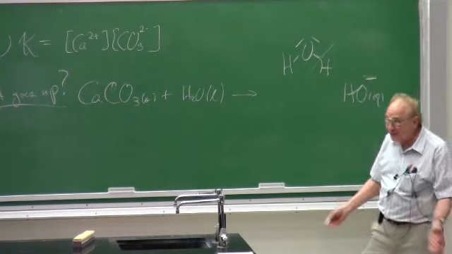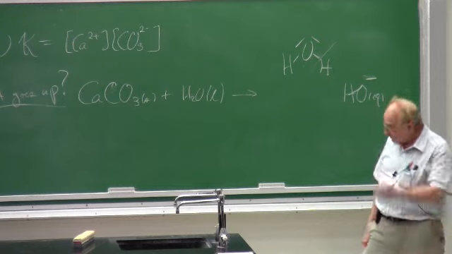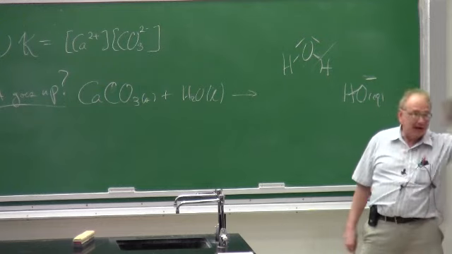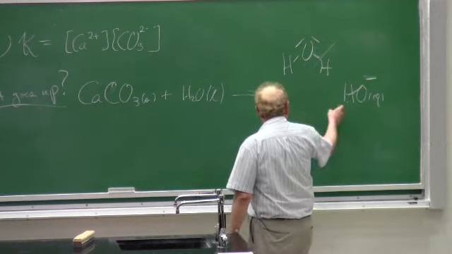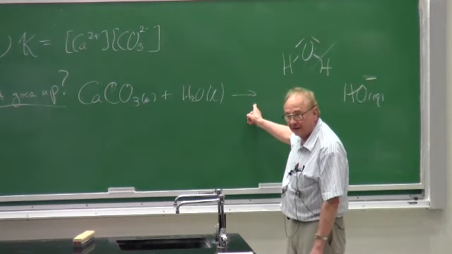Come on now, what's this OH minus junk? That's a flat flunk. That's 1,000,000 points off. Get out of here with that stuff. All right, now back to this reaction equation.